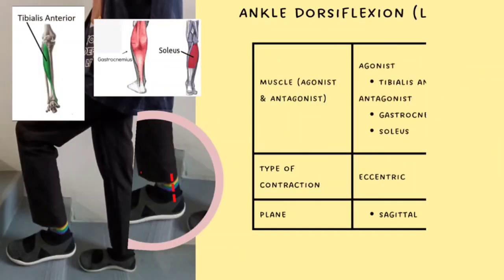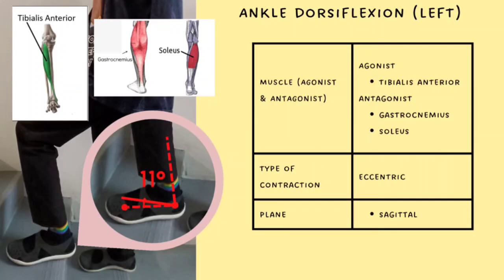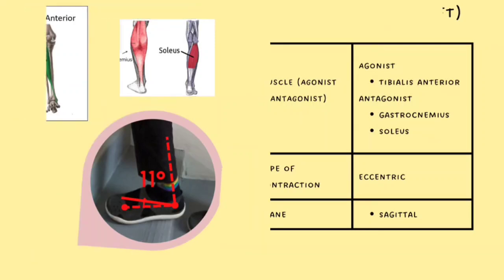For ankle dorsiflexion, the range of motion is 11 degrees in slight dorsiflexion. The muscle agonist is tibialis anterior and the antagonist is gastrocnemius and soleus. The tibialis anterior dorsiflexes the foot during the swing phase and helps the limb to clear the stair on which the supporting limb is placed. The type of contraction is eccentric.